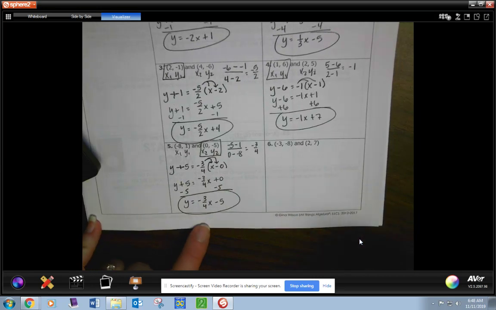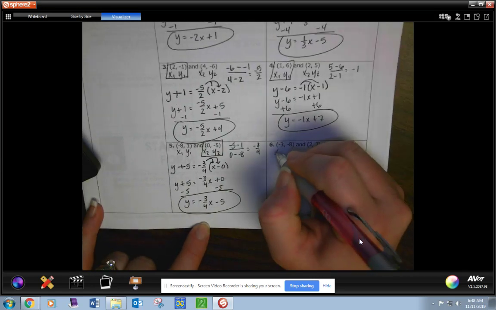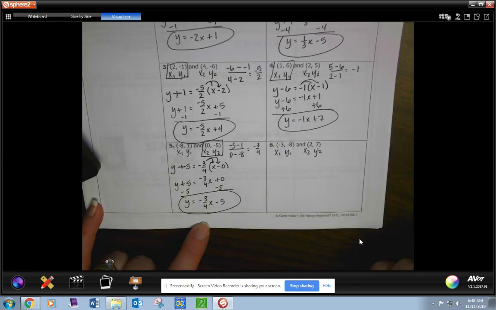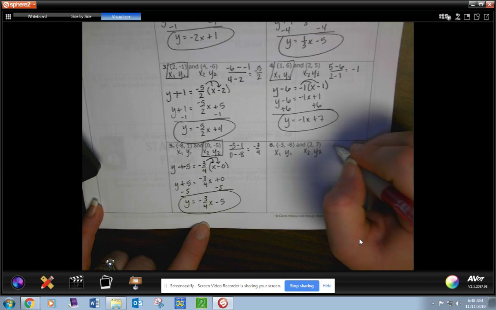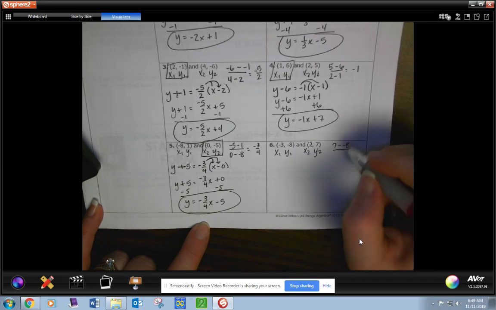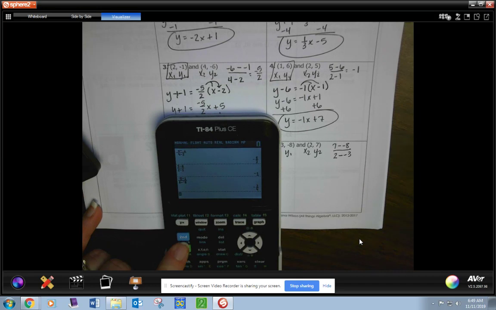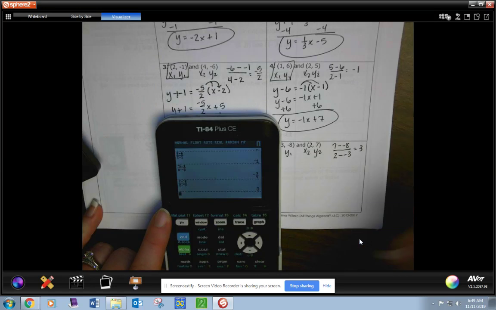All right, for my last example, this is my x1 and my y1, my x2 and my y2. We're going to do 7 minus negative 8, y2 minus y1, over 2 minus negative 3, x2 minus x1. Slope equals 7 minus negative 8, and 2 minus negative 3, and that gives me an answer of 3.